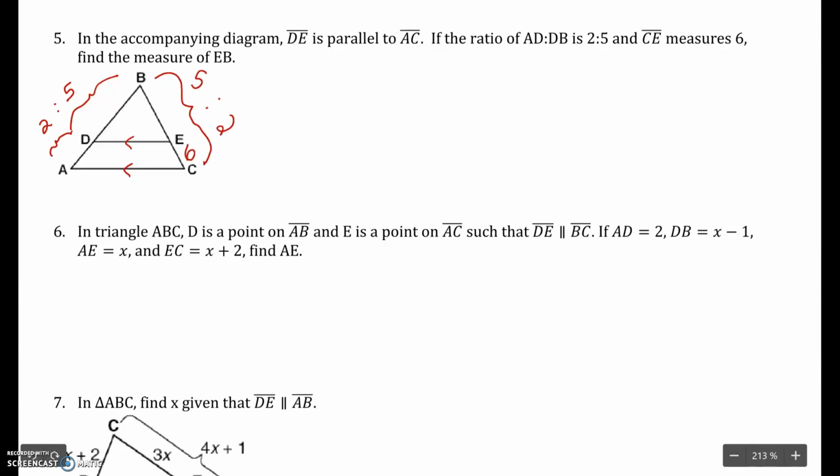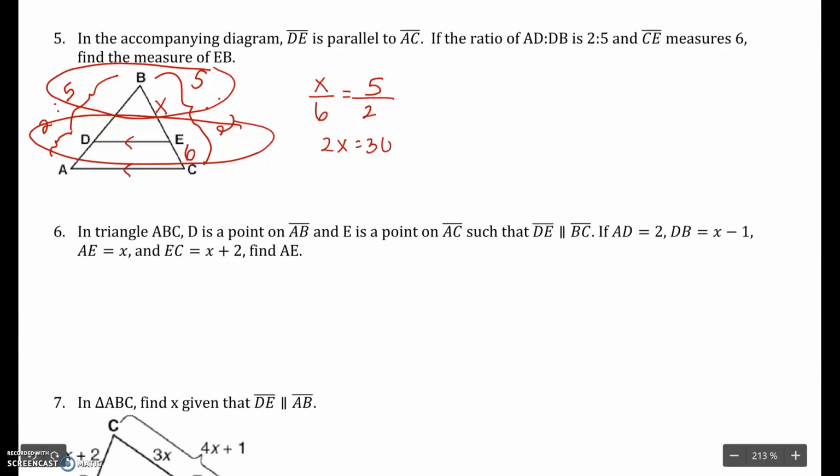So if CE measures 6 and we're looking for EB, we can make a proportion using those numbers. So x and 6 are the top and bottom. According to the ratio, the top part is 5 and the bottom part is 2. And then you can cross multiply and solve that way.